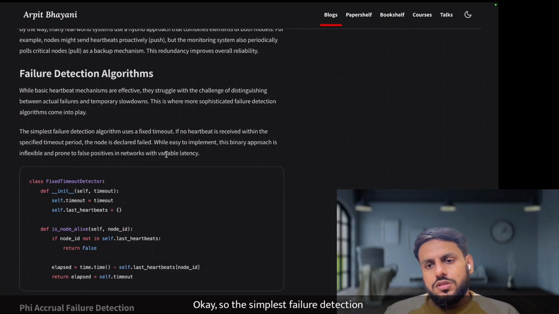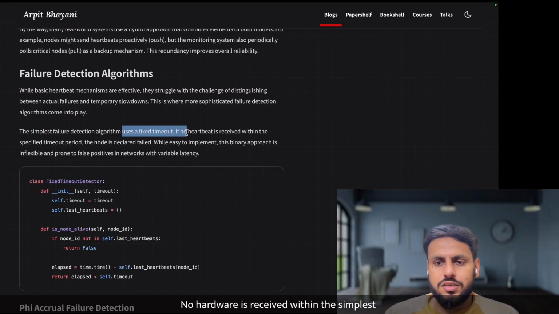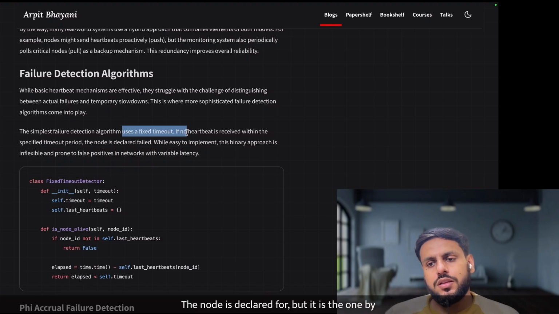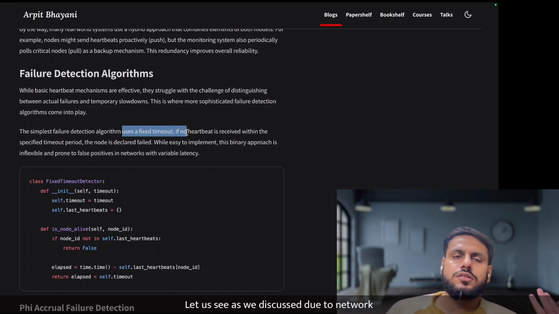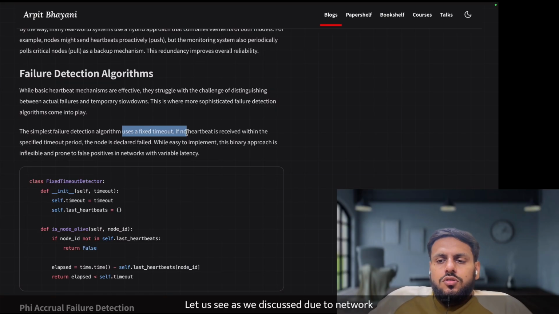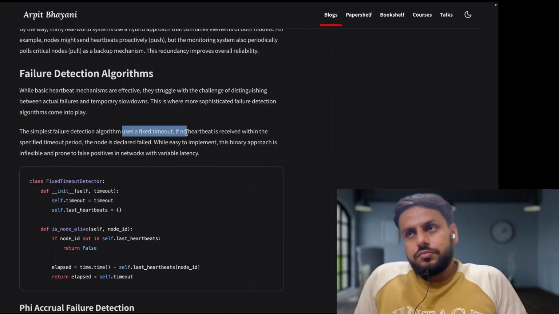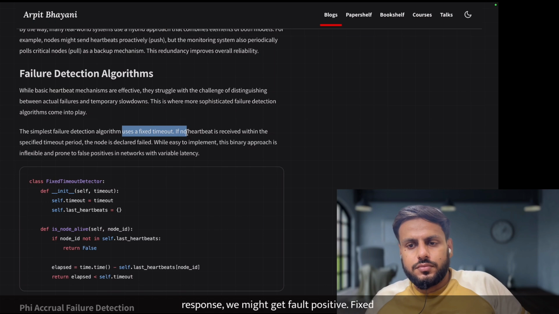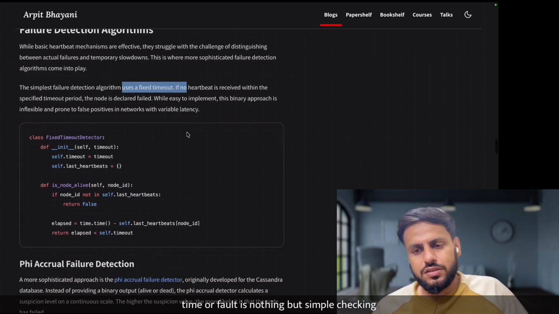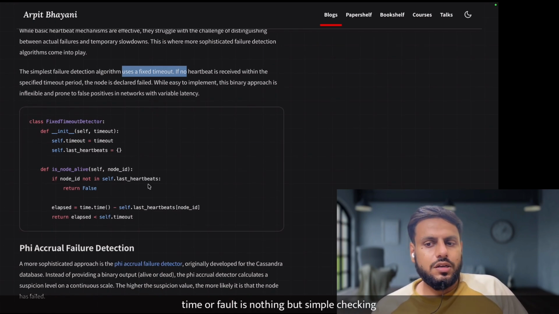The simplest failure detection algorithm is using a fixed timeout. If no heartbeat is received within the timeout period, the node is declared failed, which is the default nature. While easy to implement, the binary approach is inflexible and prone to false positives in a network with variable latency, as we discussed, due to network latency, network congestion, or slow responses. The fixed timeout code is nothing but simply checking the timeout.